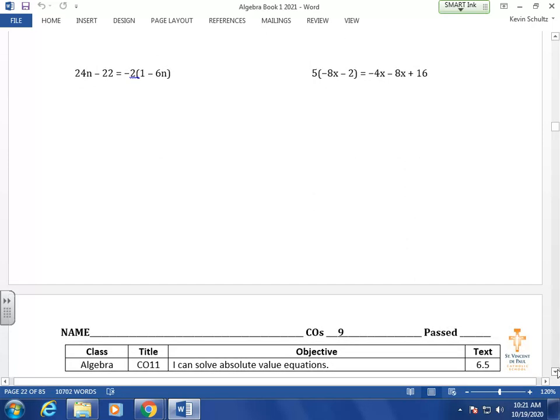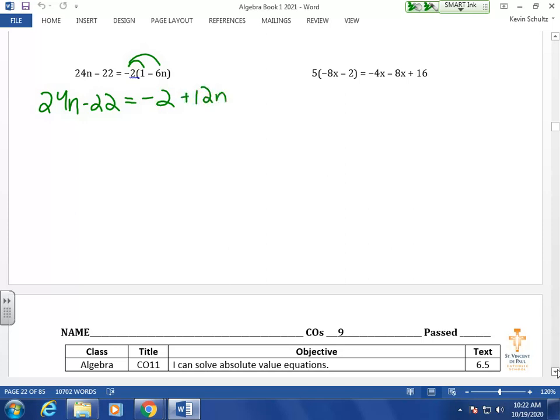So for starters here, we've just got to distribute, and then we have variables on both sides. So I'm not going to do anything to my left side yet. Keep it at 24n minus 22. And then on the right side, distribute negative 2 into my parentheses. Negative 2 times 1 is a negative 2. Negative 2 times negative 6 is a positive 12n.